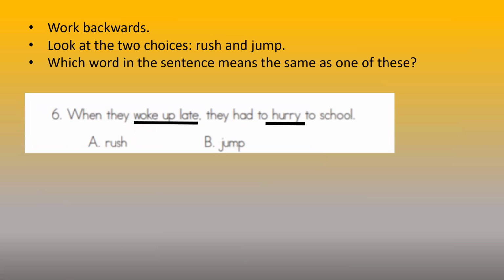All right, for this one, there is nothing underlined. You have to figure out what words are the clue words in the sentence that help you figure out the word that could go in there. So we're going to work backwards. Look at your two choices. Our two choices are A, rush, and B, jump. Which word in the sentence means the same as one of these?